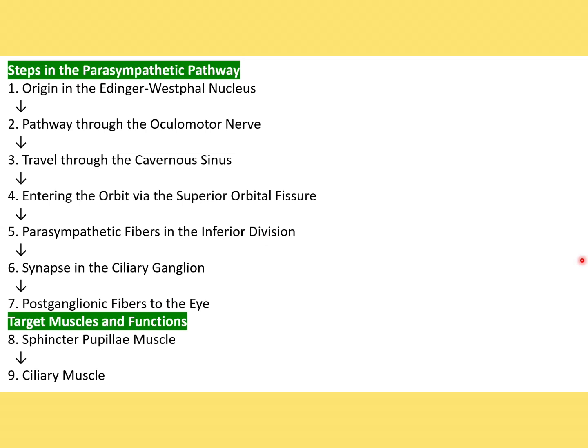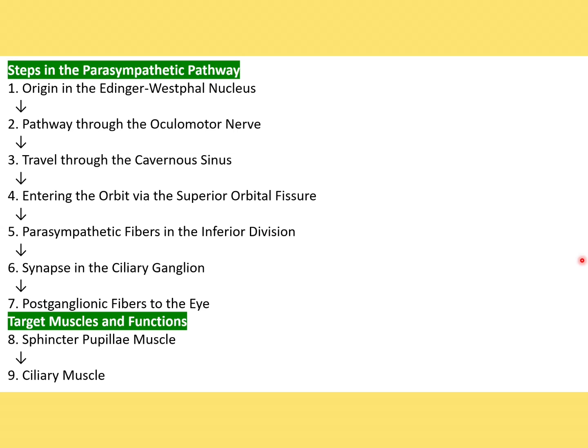Then within the orbit, the nerve divides into branches, and the parasympathetic fibers travel within the inferior division of the oculomotor nerve. Right. So these fibers then synapse at the junction called the ciliary ganglion, which is near the back of the eye. From there, the postganglionic fibers extend to two important muscles, the sphincter pupillae muscle and the ciliary muscle. The sphincter muscle helps the pupil to constrict, right? And the ciliary muscle helps in accommodation.